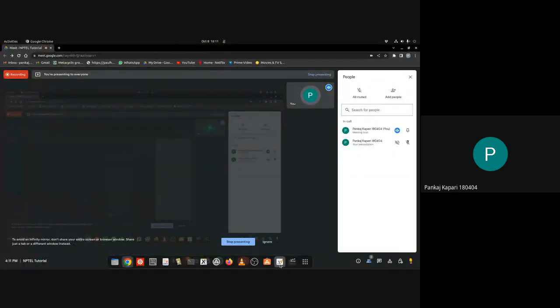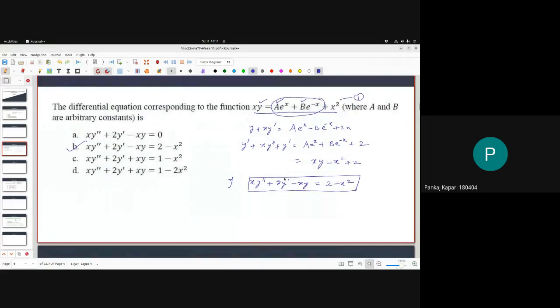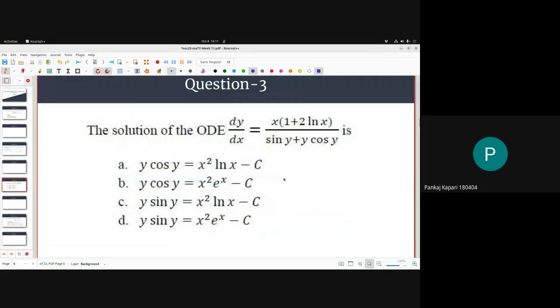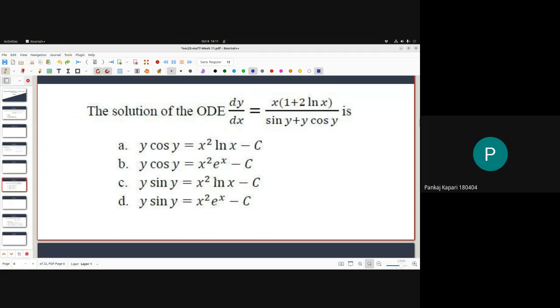Okay, so let's move to the next problem. In this problem we have to find the solution of the given ordinary differential equation. So that differential equation is this. Okay, let's find the solution of this equation.